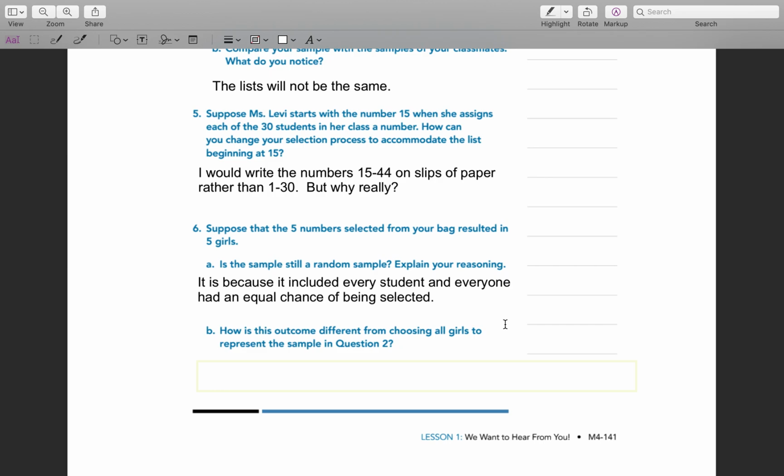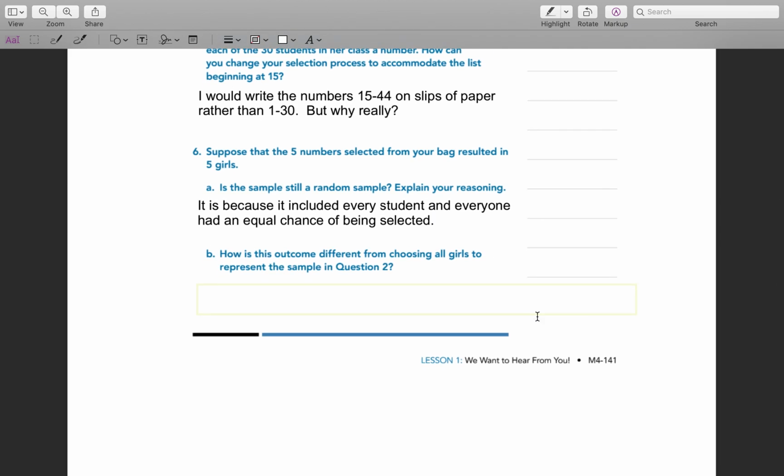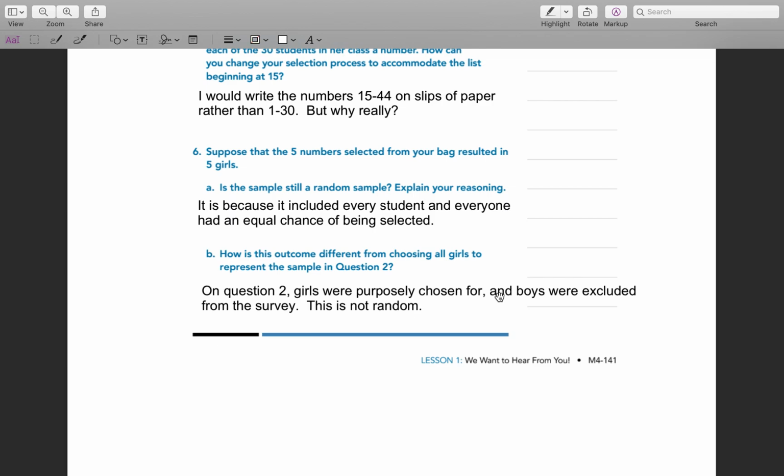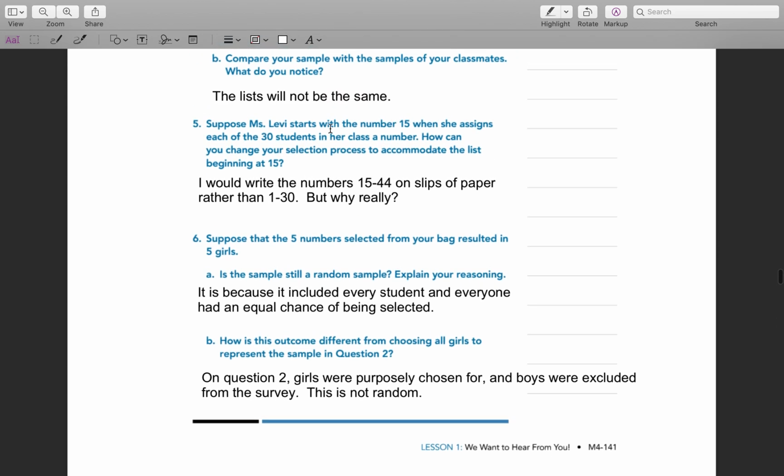Okay. How is this outcome different from choosing all girls to represent the sample in question 2? So in question 2 on the previous video lesson, girls were purposely chosen, so it wasn't random. But for this one, everyone had an equal chance, boys and girls, it just happened that those 5 girls were chosen. But in number 2, they excluded the boys from the survey to begin with, so that was not a random sample. But this is a random sample.